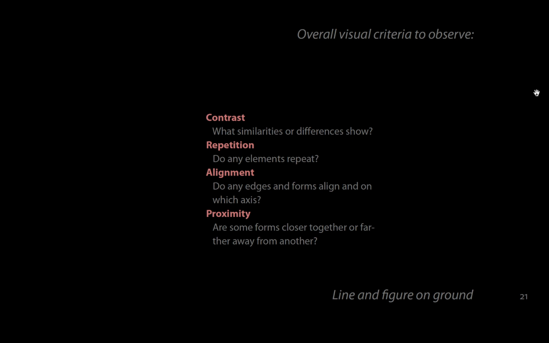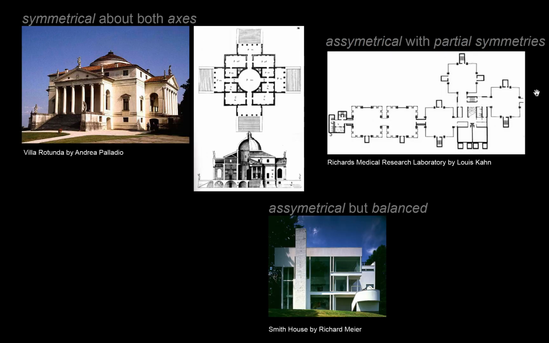So what similarities or differences show up just in something as simple as these figures on a grid. Repetition. Do any elements repeat on your sheet? Alignment. Do any edges and forms align, and on which axis? And proximity. Are some forms closer together or farther away from each other? These are some examples that show these ideas in architecture.